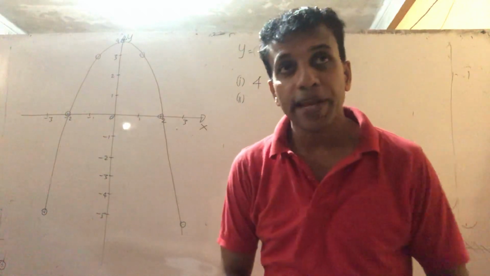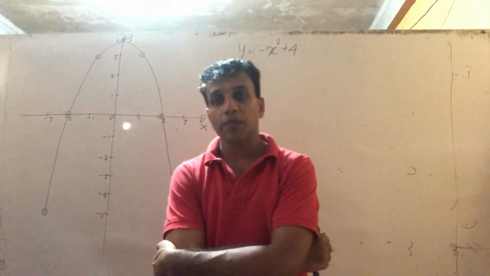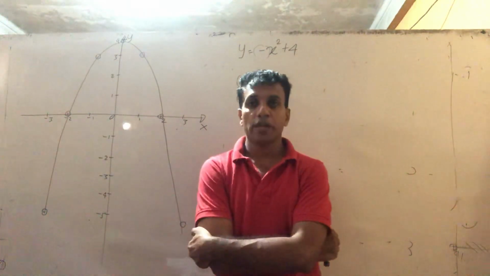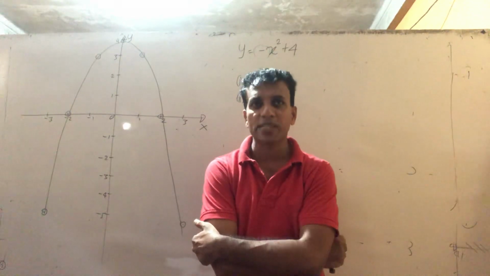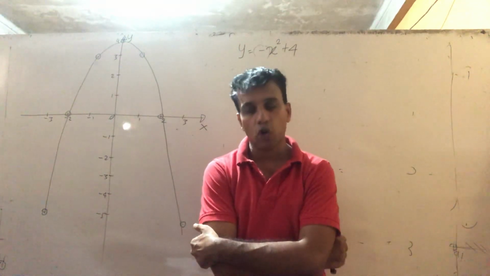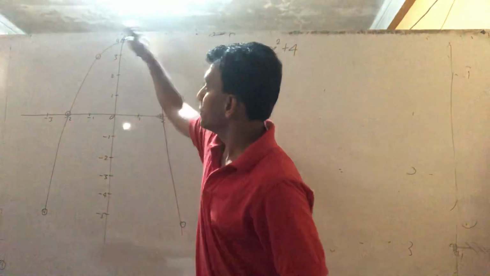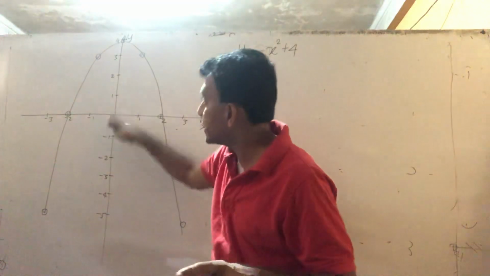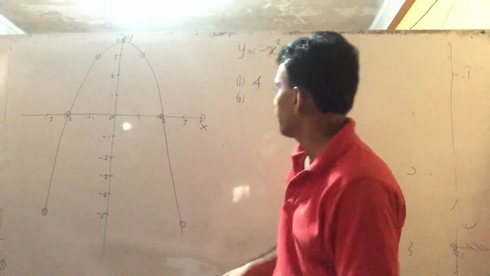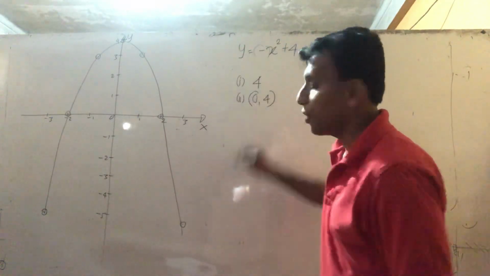Write the coordinates of the turning point. Every graph has a turning point, maximum turning or minimum turning. What is the turning point? It's the point. The same maximum is the turning point. But the coordinate: x is 0, y is 4. So the turning point coordinate is (0, 4).